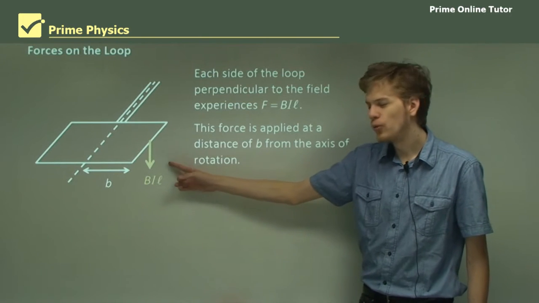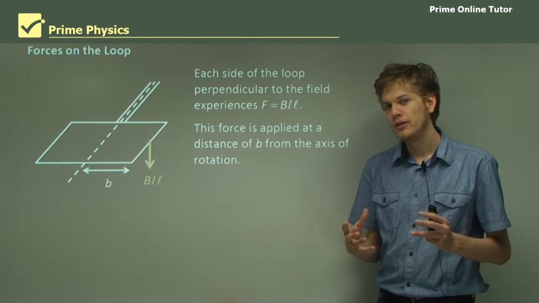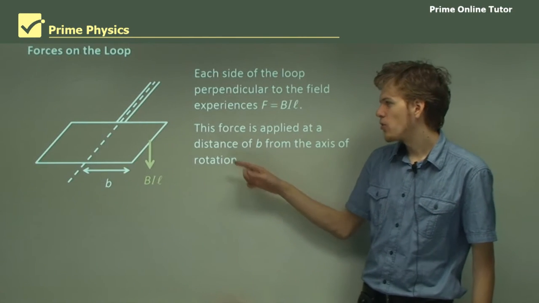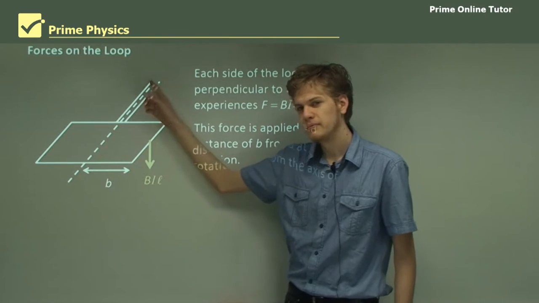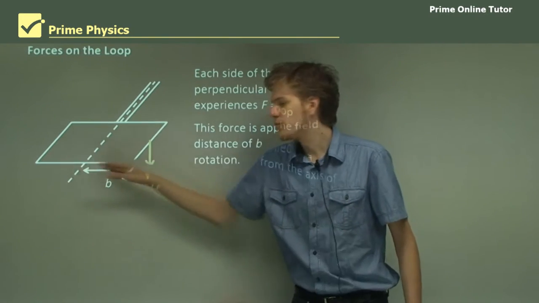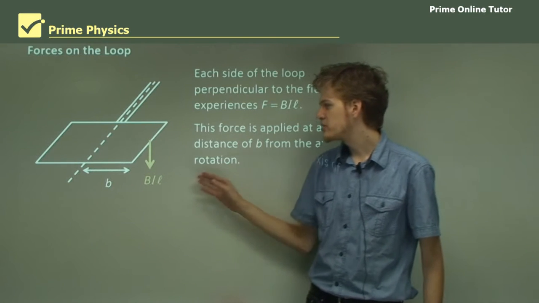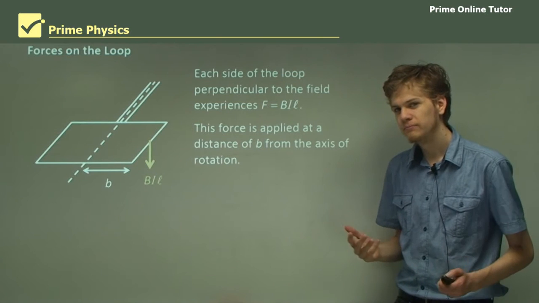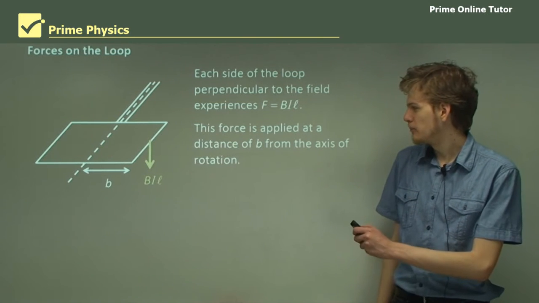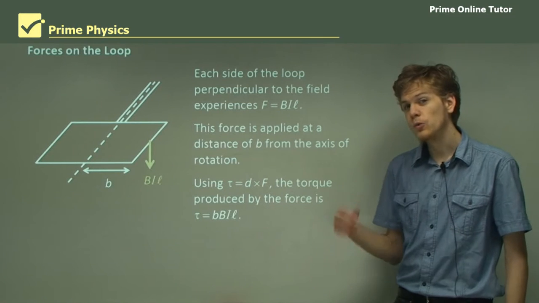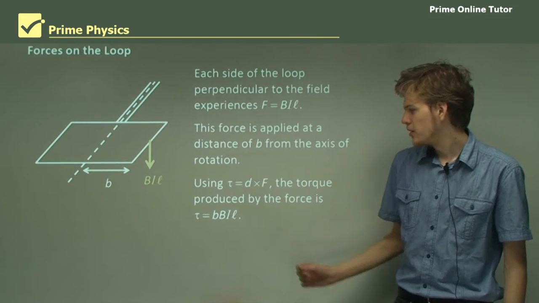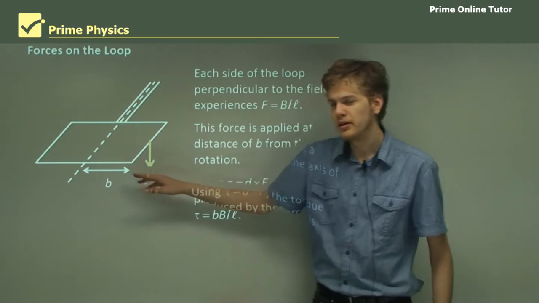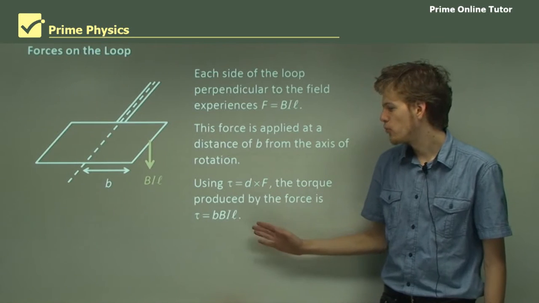If we're looking at the force on one side of the loop, that is, the force that produces a torque, then the torque is dependent on the distance from the center of this edge of the loop here, because we're looking at the distance from the axis of rotation. Right? Definition of torque and all that. So, using torque equals distance times force, we get a value of lowercase b, that is, this edge, times BIL, the force pulling the edge down.